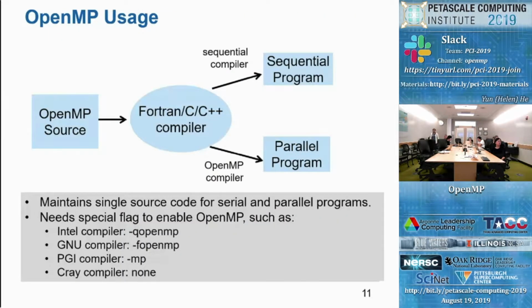With OpenMP, you have source code and then you have compilers. It's good that it allows you to keep a single source code for either sequential execution or parallel execution. Usually there's a special compiler flag you add to enable the compiler directives to be recognized so that you run it in a parallel environment. Otherwise, without the compiler flag, you would run your program sequentially.